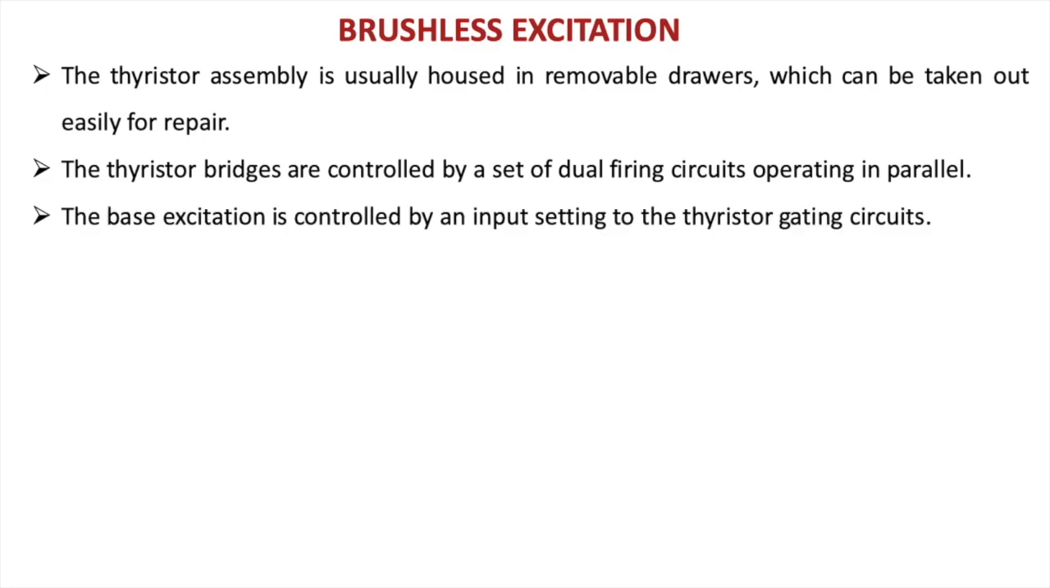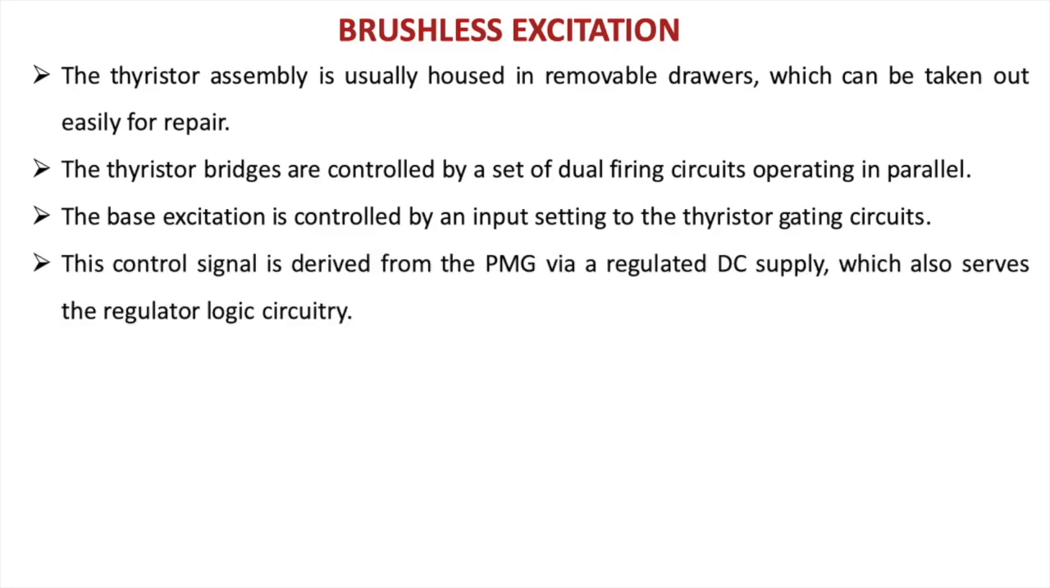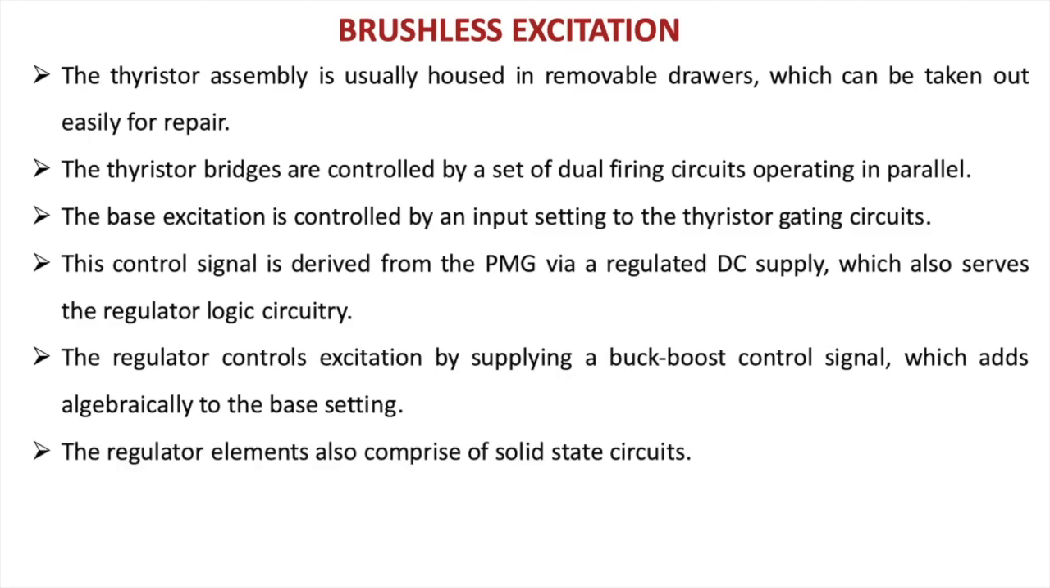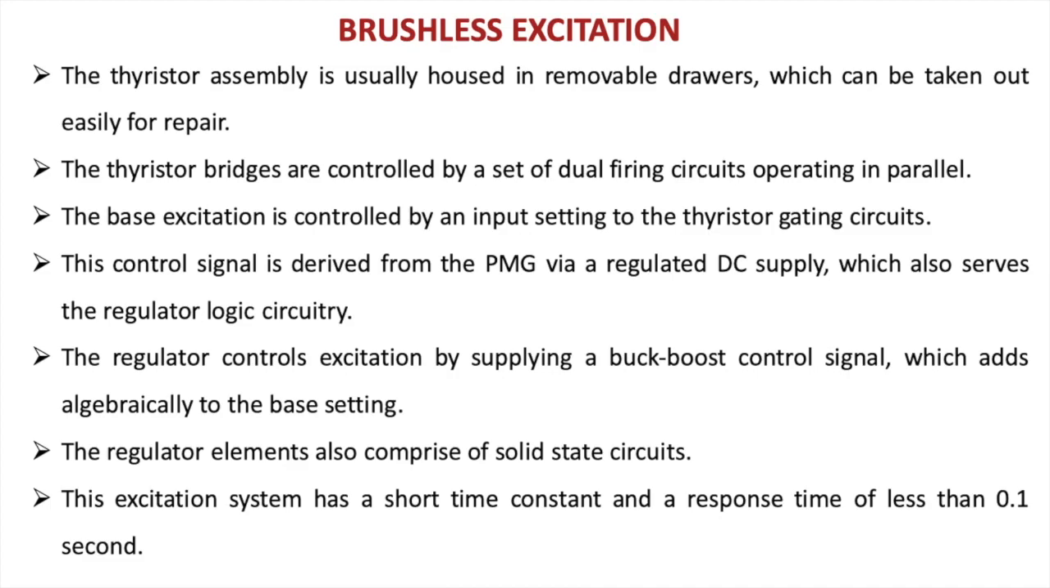The base excitation is controlled by an input setting to the thyristor gating circuits. This control signal is derived from the permanent magnet generator via a regulator DC supply which also serves the regulator logic circuitry. The regulator controls excitation by supplying a buck-boost control signal which adds algebraically to the base setting. The regulator elements also comprise solid state circuits. The excitation system has a short time constant and a response time of less than 0.1 seconds.